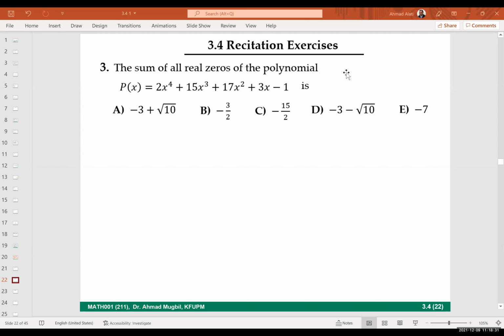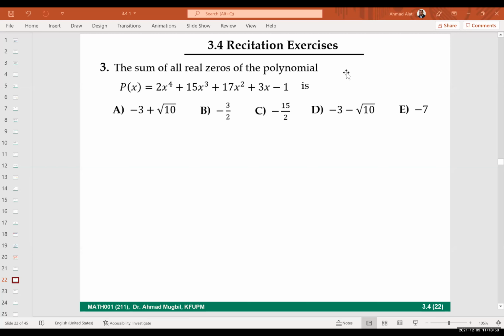Who obtained the first zero? Negative half, negative 1. Negative half and negative 1. What is good? How can the Descartes rule help you here? You know the number of positive zeros. So how many positive? Just one. Only one positive. So if you find that positive one, that's it.